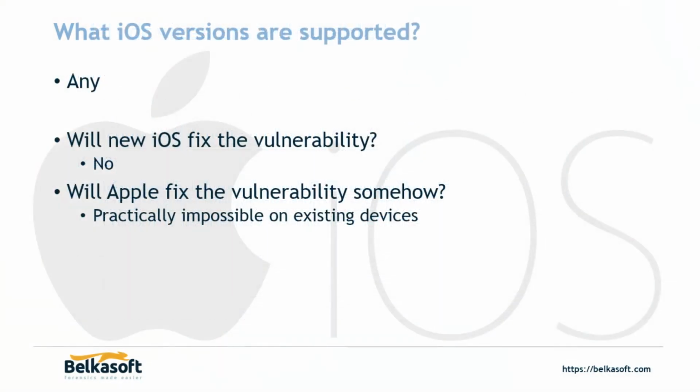The next important question you may ask: what iOS versions are supported? As this vulnerability is inside the chip, the only way for Apple to fix it is to recall all the existing devices. This is quite expensive and impractical. That's why the Checkmate exploit affects any iOS version, and this vulnerability cannot be fixed in the iDevices that have already been used by customers for some time.